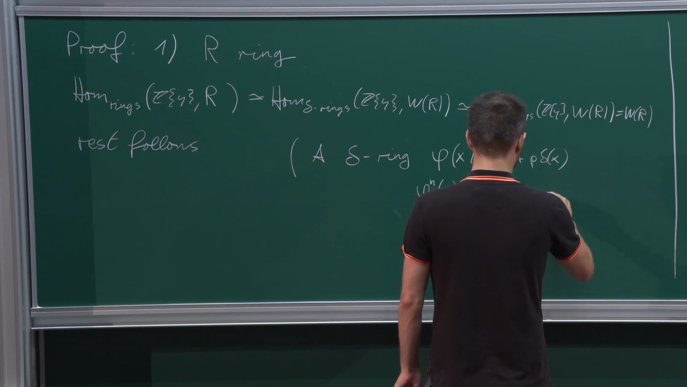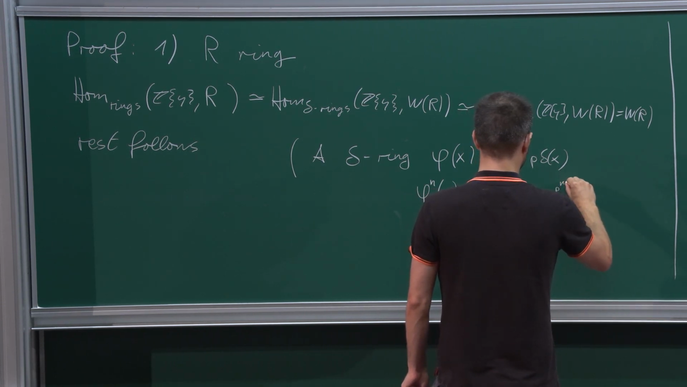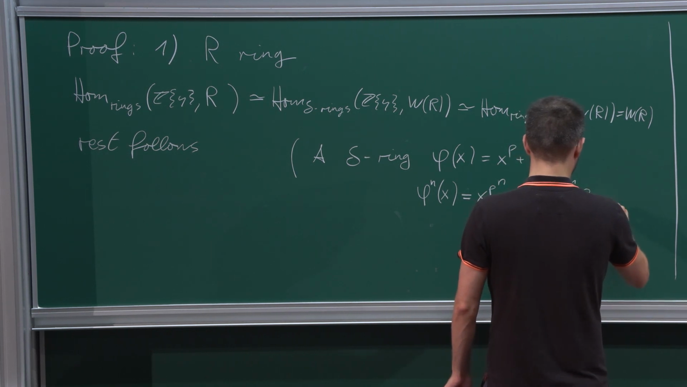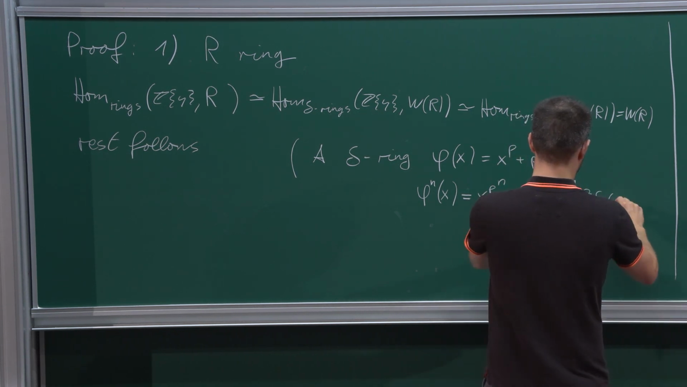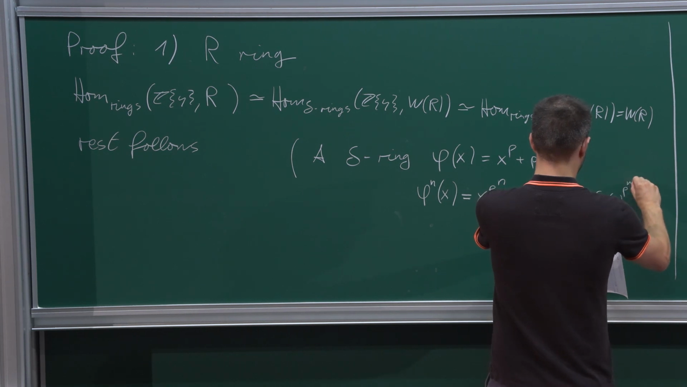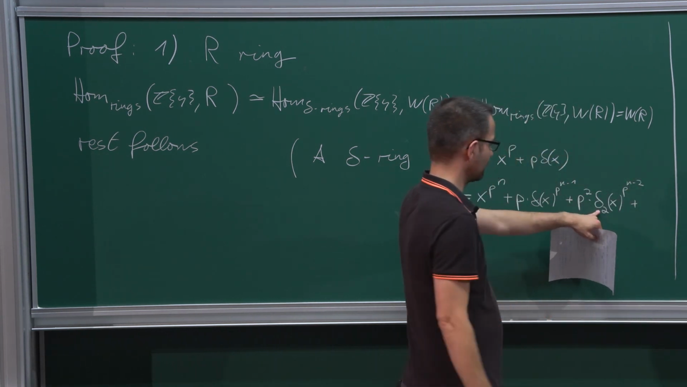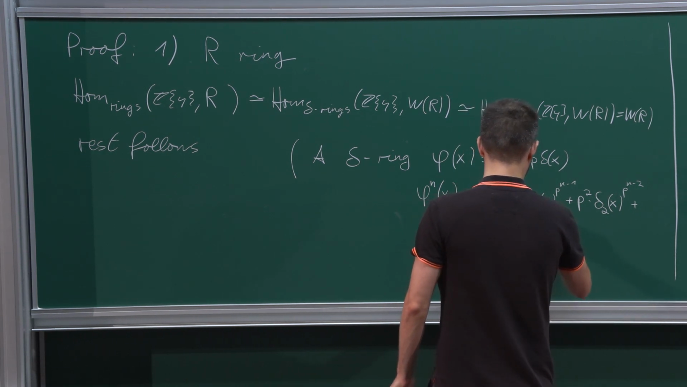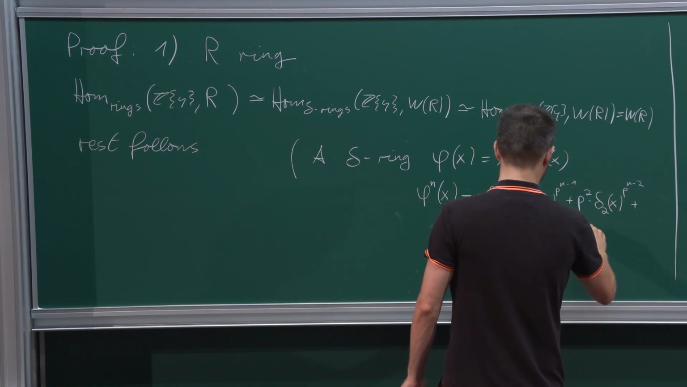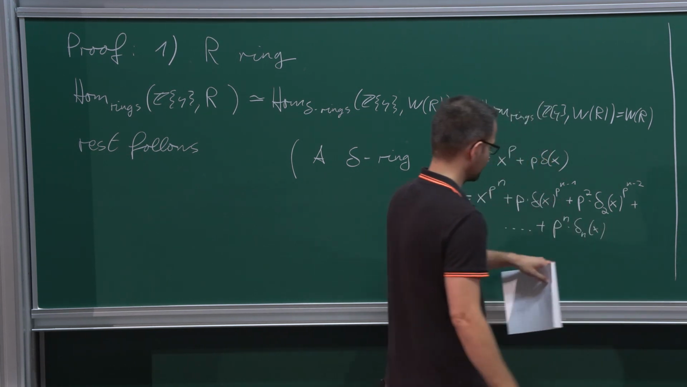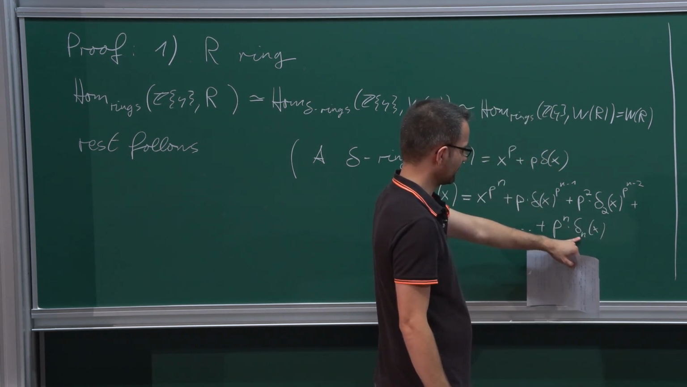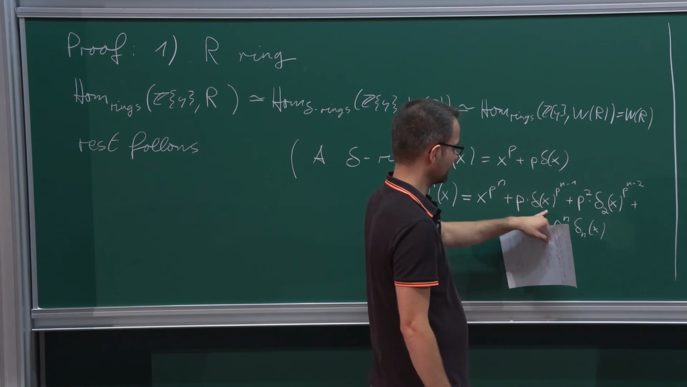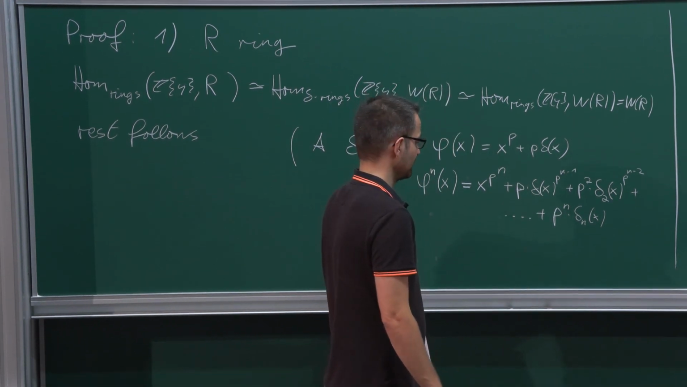p to the delta of x to the power p^(n-1), and then p squared times an operation which is called delta 2, plus and so on, plus a last operation which is delta n of x. And so actually these delta n of x with a lower subscript are some monic polynomials in delta of x.